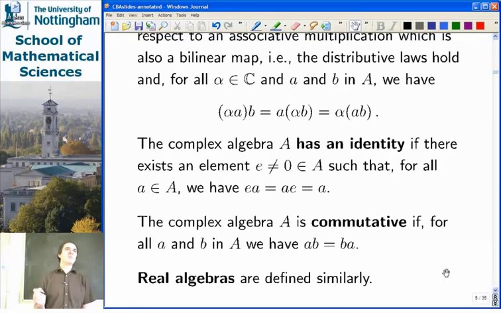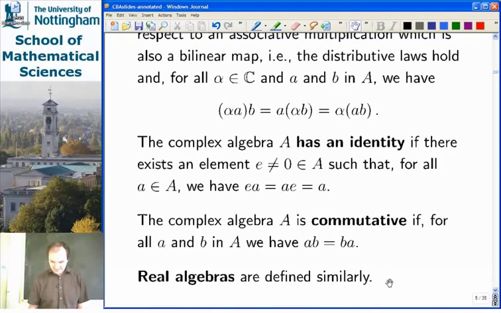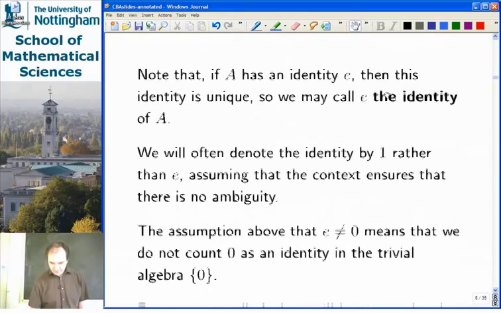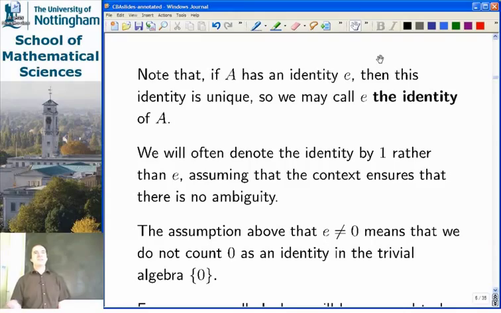So you can do real algebras, but we're not going to worry about them so much in this section. You just replace every mention of the complex numbers with the real numbers in what I've just been talking about. If you've got an identity, it's standard that that's unique, so we call it the identity of A. And then we'll often denote it by 1, but you've got to watch out to know, are you talking about the complex number 1, the constant function 1, the identity element of the algebra, and so on. In context, you should be able to figure out which is which.